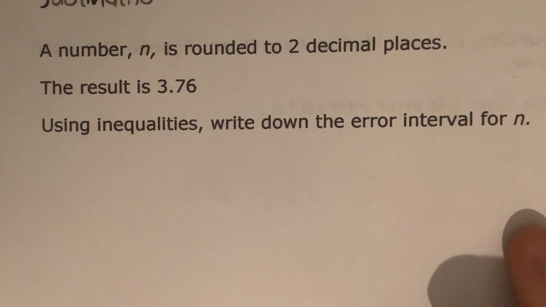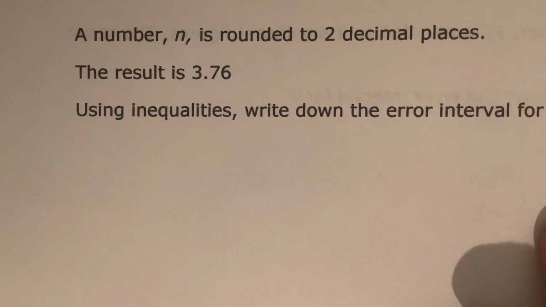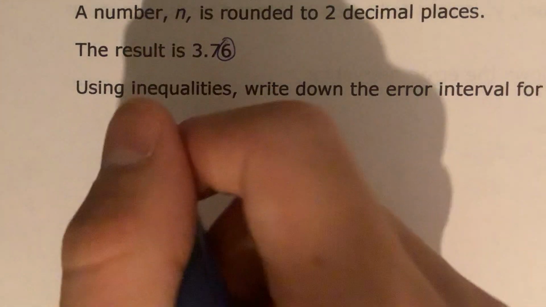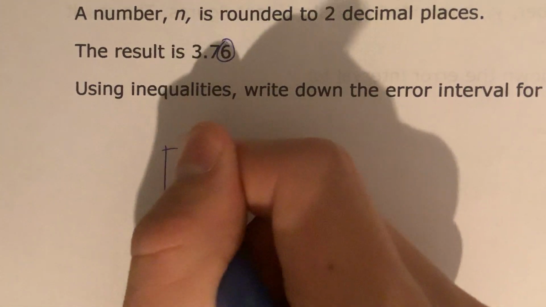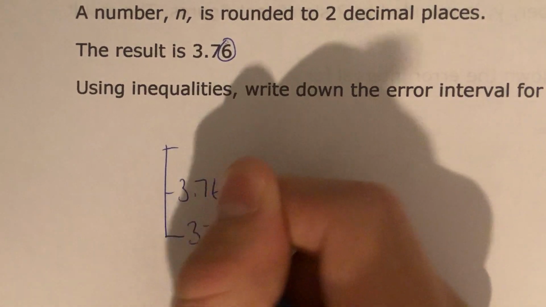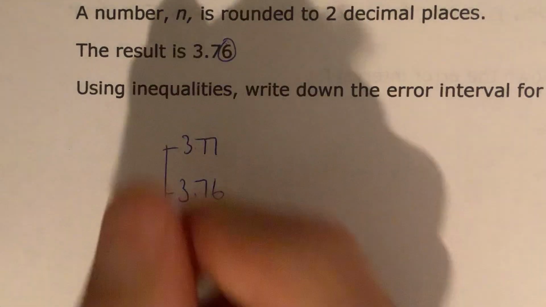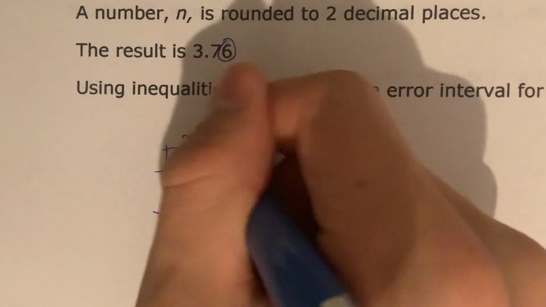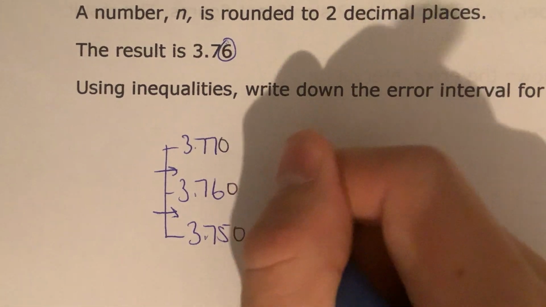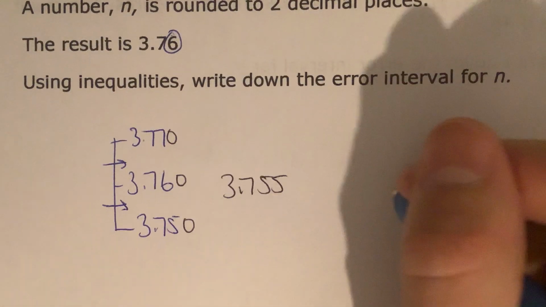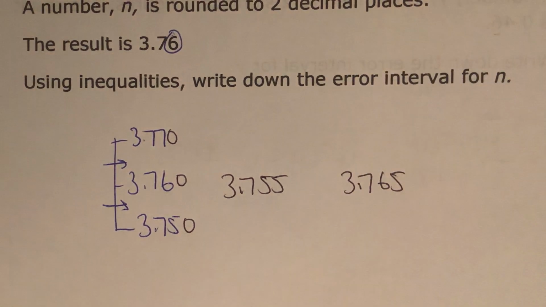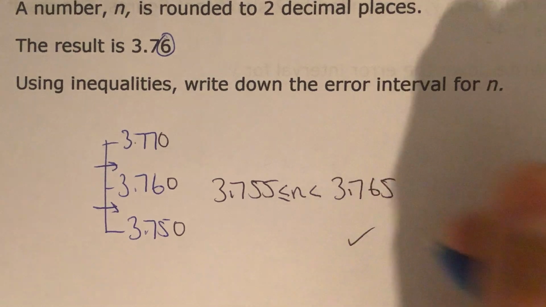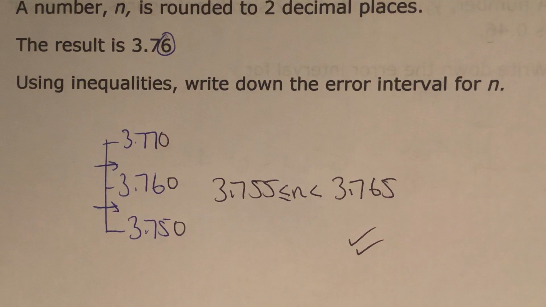A number is rounded to 2 decimal places and the result is 3.76. Using inequalities, write down the error interval for n. So again, second decimal place is there. So 3.76, I've got 3.75, 3.77. I want those upper and lower bounds. Again, put that 0 on. So my lower bound, 3.755. Upper bound, 3.765. So 1 mark for the values and 1 mark for getting the inequality symbols correct.